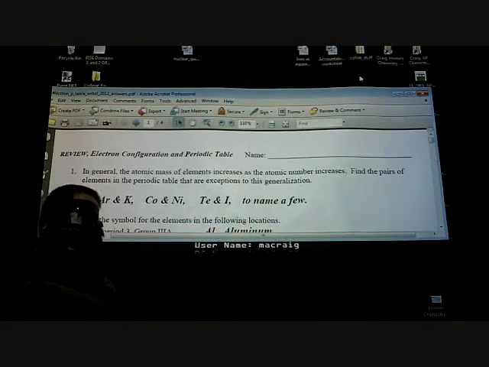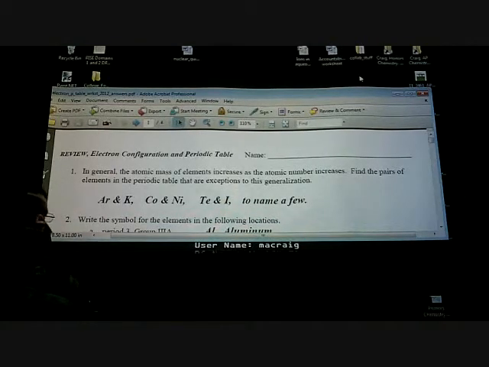Number one, in general, the atomic mass of the elements increases as the atomic number increases. Find the pairs of elements in the periodic table that are exceptions to this generalization. And again, to explain why that takes place just deals with how many neutrons are present. We can't control how many neutrons are actually present in the nucleus. That's not something I'm going to get worked up about.